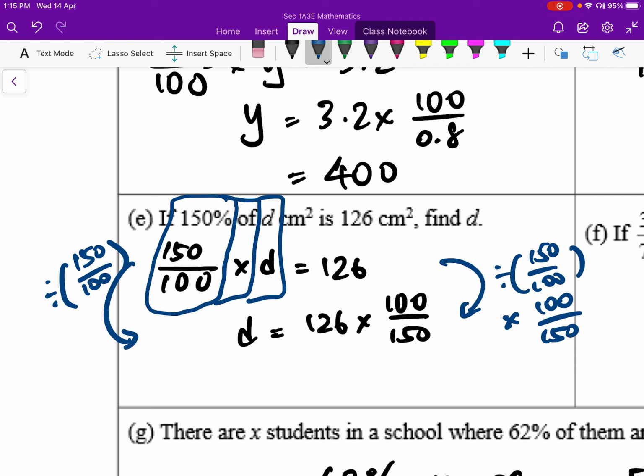So that's on the right hand side. And from our calculator, we get 12600 divided by 150, 84. So the value of D is 84. When you want to include the units, if they ask you for example, the original area, then you have to say it is 84 square centimeters.